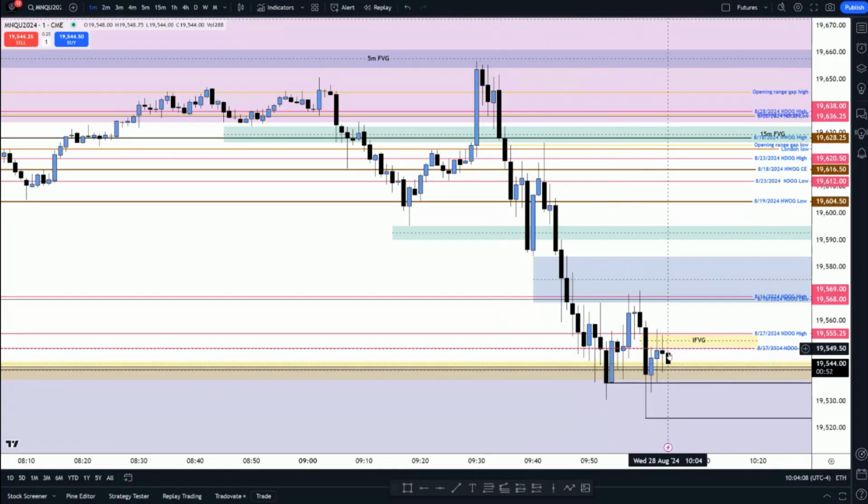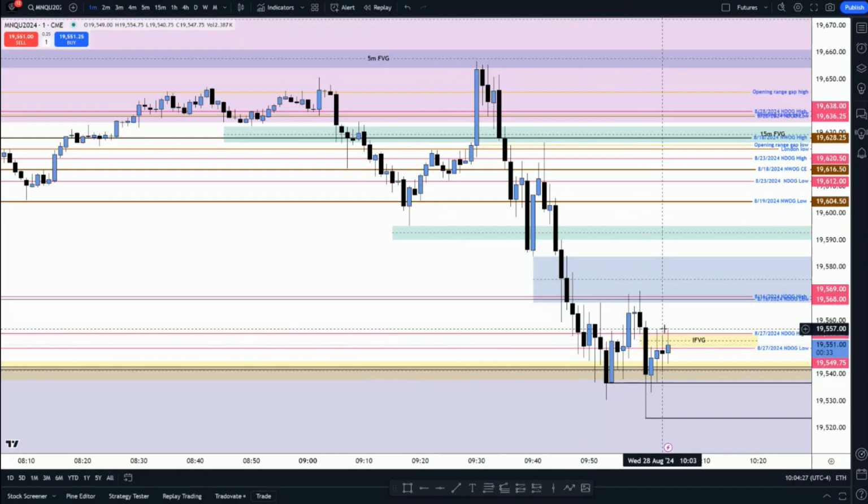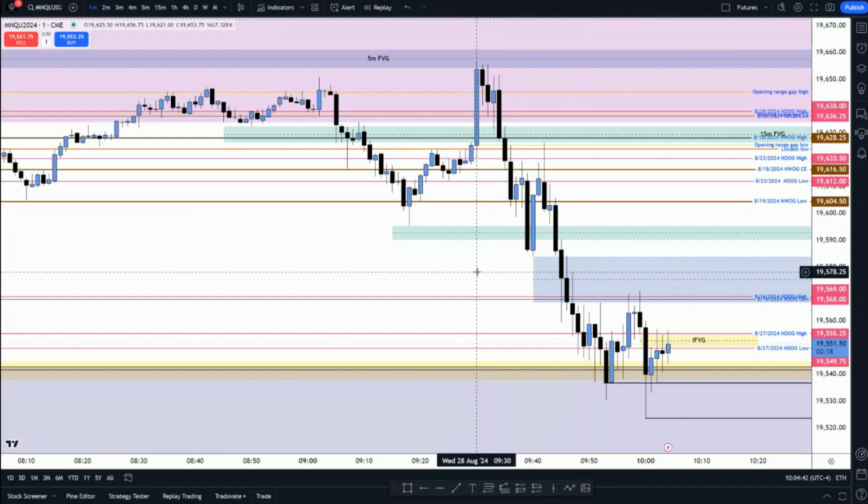But see, look, the bodies are now closing between this line and this gap. If we could displace up, that'd be beautiful. See, we keep wicking through. I need a body to close above it. I need displacement up. Write down displacement. Tell you these things to write down so I can explain them afterwards.